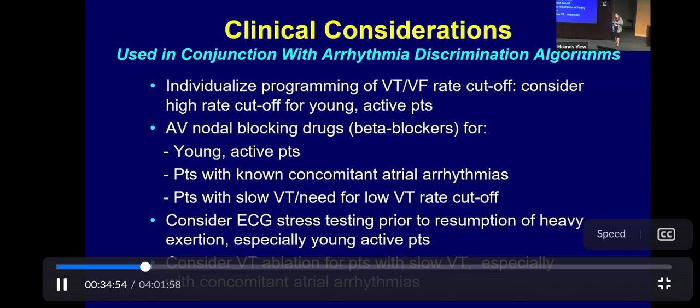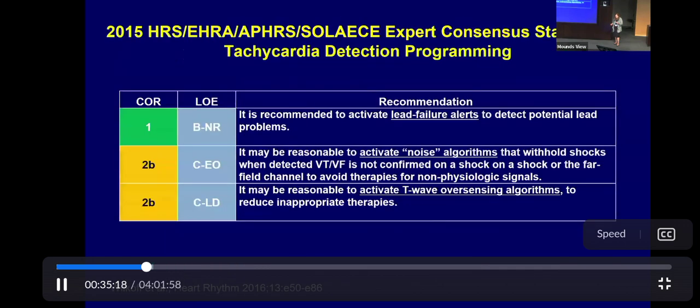And then beta blockers, young people don't really like beta blockers, but if they do, because of the prevalence or the incidence of atrial arrhythmias, even if they don't have them yet, can be high over time in people with heart disease. You want to have some beta blockers around, and most people who have LV dysfunction obviously are on beta blockers anyway. And then if patients have slow VT, obviously they can have a VT ablation. And so it's telling you program on the noise activation algorithms, lead alerts, all these kind of T-wave oversensing algorithms.